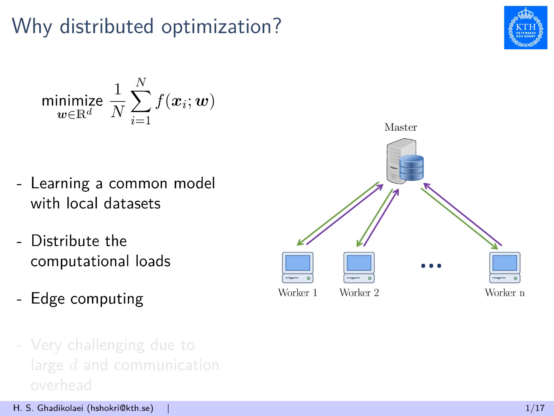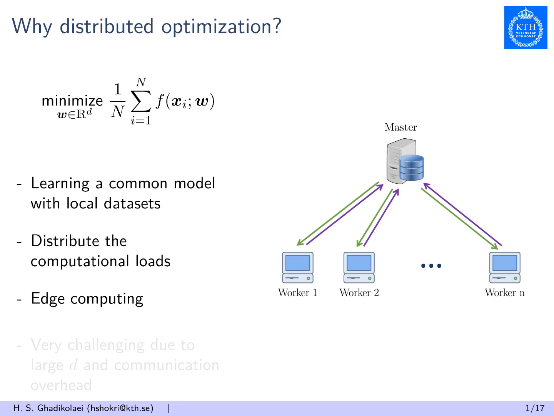But one may ask why we need distributed optimization in the first place. There are many different reasons. For example, consider a scenario where we want to learn a common model with local datasets. Those datasets could belong to different hospitals, and there is a master node or a server who wants to find some common pattern, like a drug, from the data locally available to those hospitals, but they don't want to share the actual data. So in that case, we are talking about some form of distributed optimization while we are preserving privacy of the local datasets.